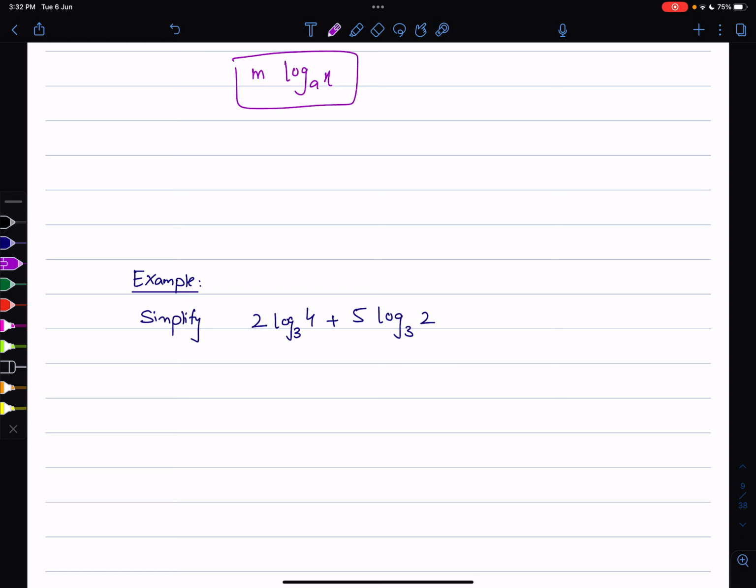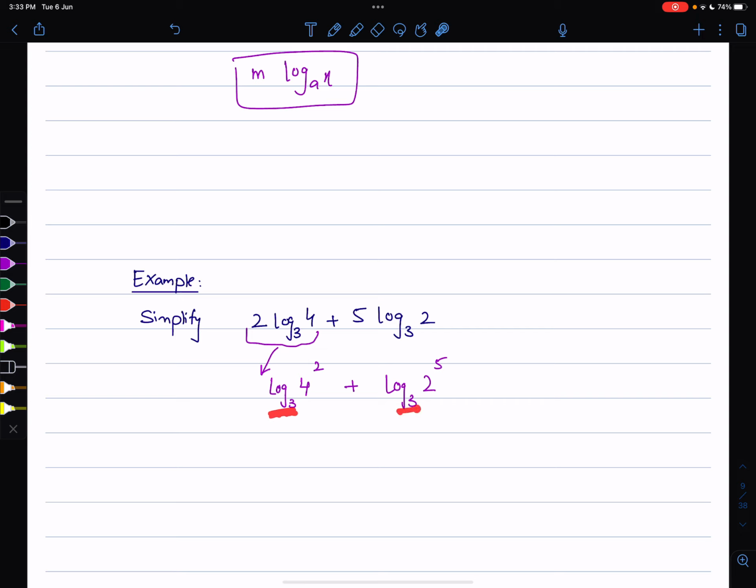Let's consider an example. Simplify 2 log to the base 3 of 4 plus 5 log to the base 3 of 2. Now this 2 log to the base 3 of 4 can be expressed using the power rule: the power can go over here on 4, and it's going to be log to the base 3 of 4 squared. And this 5 can go as a power of 2, so it's going to be log to the base 3 of 2 to the power of 5. And these two logs are being added together.